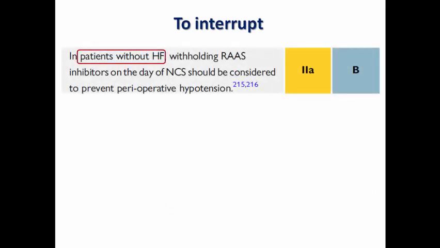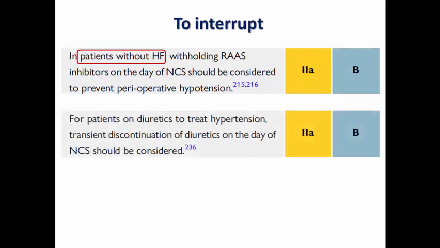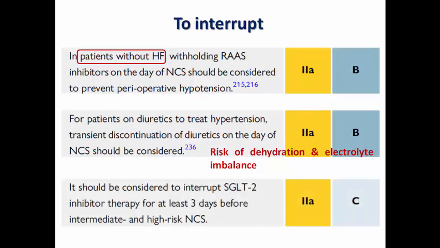And which medications to interrupt before surgeries? Patients without heart failure need to withhold RAS blockers on the day of surgery to prevent preoperative hypotension. Patients on diuretics for hypertension need to stop them on the day of surgery to reduce the risk of dehydration, hypovolemic shock, or any electrolyte imbalance. And patients taking SGLT2 inhibitors need to stop them at least 3 days before intermediate or high-risk surgery due to the risk of euglycemic DKA.